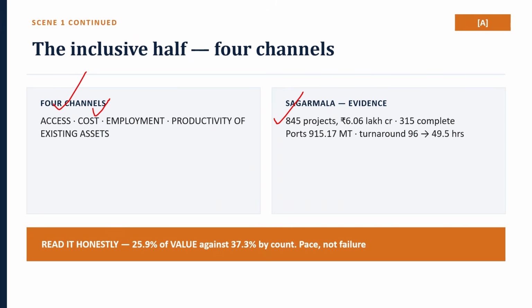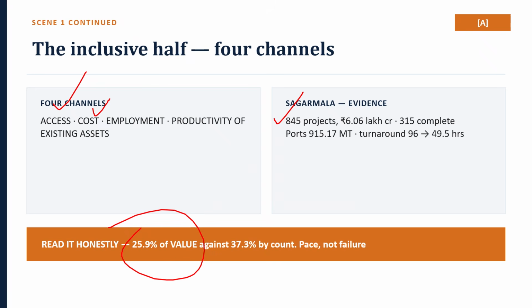After 11 years, 25.9% of Sagarmala's value is complete, 1.57 of 6.06 lakh crore, though 29.5% by count, and 320 of 845 projects, 37.9%, are still at planning stage. So the average completed project is 498 crore against a pipeline average of 717 crore. So the large capital heavy projects are systematically the unfinished ones.